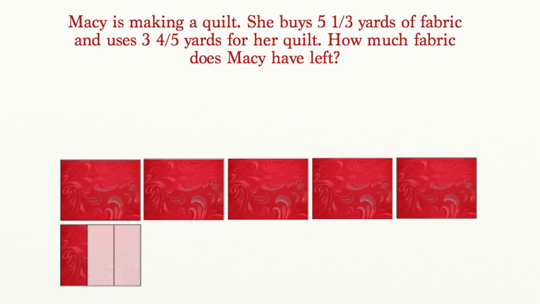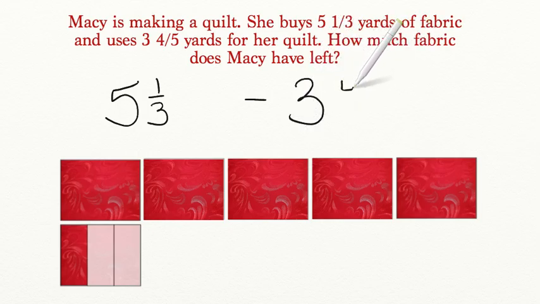Let's practice a word problem together. Macy is making a quilt. She buys 5 1/3 yards of fabric and uses 3 4/5 yards for her quilt. How much fabric does Macy have left? We already have our area model displayed below. We have 5 wholes and 1/3 shaded in. So let's go ahead and write our equation. We have 5 and 1/3 yards, and we're going to subtract 3 and 4/5 of a yard.